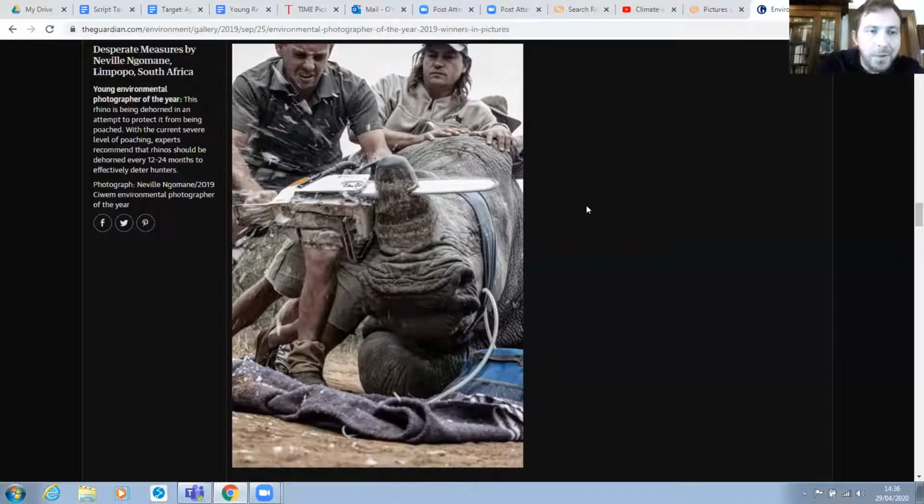But actually, when you read the caption, the rhino is being dehorned in order to protect it from being poached. Can you see that? So it says that the rhino is actually being dehorned. It shows the importance of sometimes offering context, because otherwise you can totally misinterpret an image, and it can be used deliberately to mislead your audience.